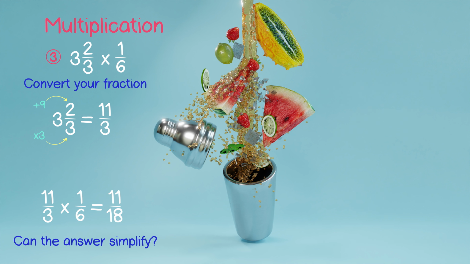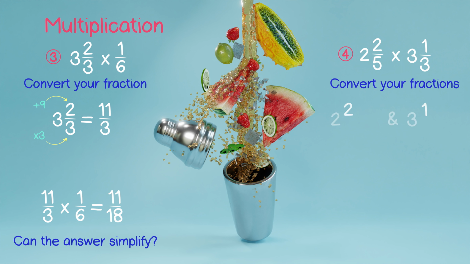What if we're given a horrible looking question and we need to multiply 2 mixed fractions? So 2 2/5 multiplied by 3 1/3. We just follow the same patterns that we've already been practicing, and first we convert our fractions. We need to multiply our first denominator by 2. So 2 times 5, giving us 10. Add that to our numerator, leaving us with 12. So 2 2/5 as an improper fraction is 12/5.